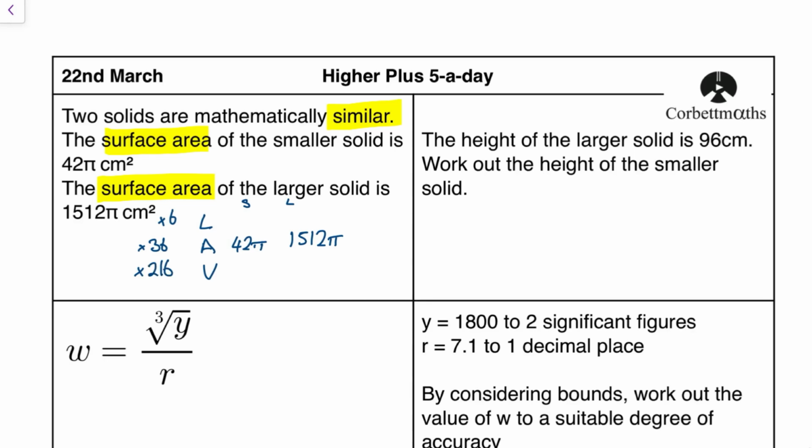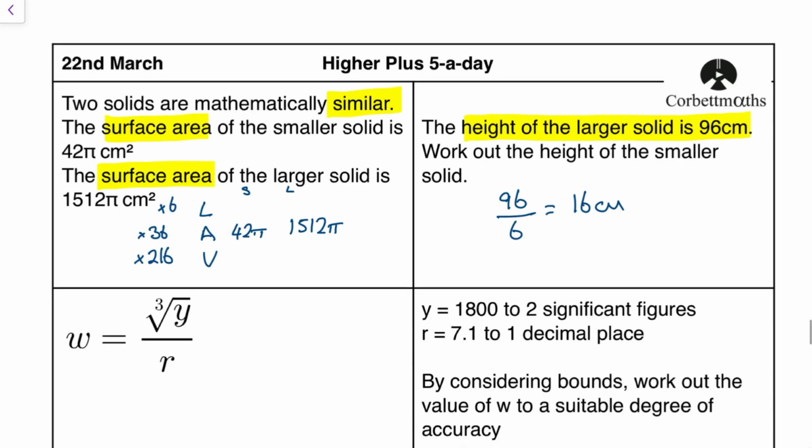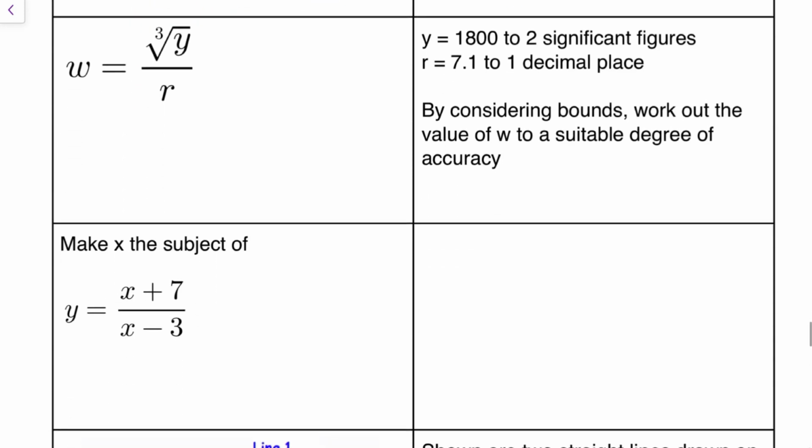What does it want me to do? It tells me the height of the largest side is 96. So in other words, to get from the height of the larger to the smaller, I'm going to do 96 divided by the length scale factor, which is 6, and that's just going to give me 16 centimeters. Not as bad as it looks. First question done. Next question.